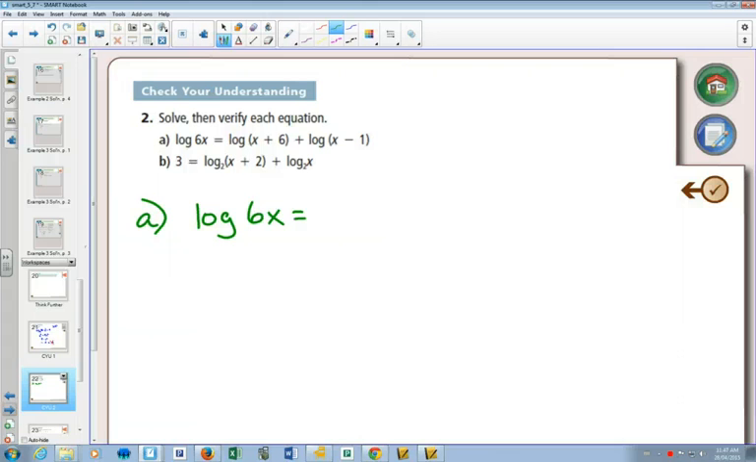I'm going to notice on the right side I've got two logs, and I can combine two logs by multiplying inside. So I'm going to have log, and I'm going to have x plus 6 times x minus 1.